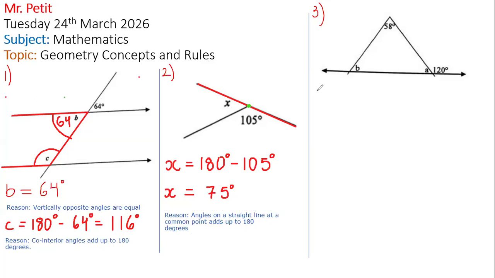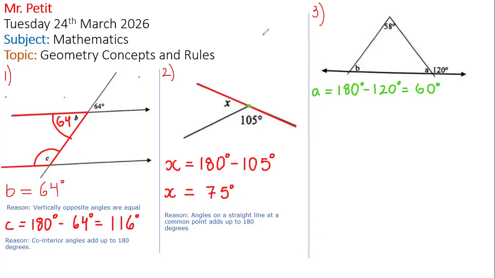So let's go with A. A is equal to 60. How do we get 60? Subtract 120 from 180. Very good. Why do we subtract 120 from 180? Angles on a straight line add up to 180. Very good. Angles on a straight line at a common point add up to 180. So A is going to be 180 minus 120, which is 60 degrees.